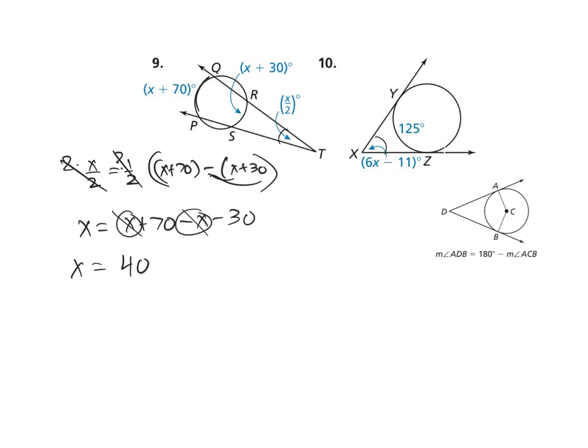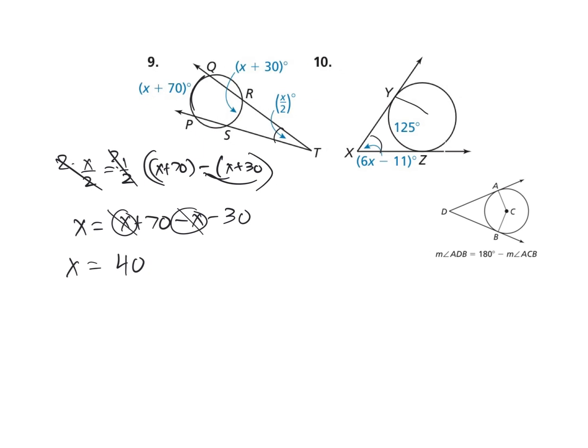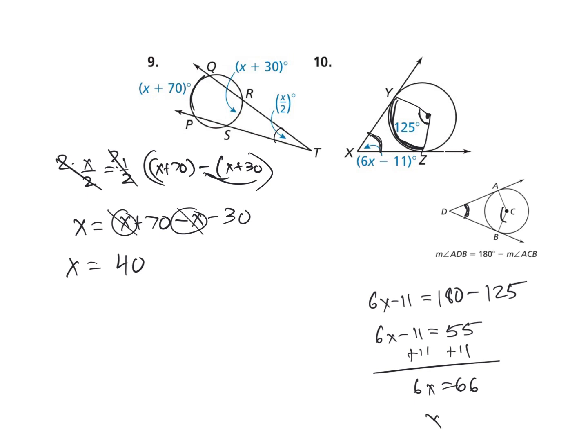Number 10. Now this is on the outside, remember. And there's the formula. Okay, so this angle right here, ADB, is 180 minus this angle. So we have ADB would be the 6x minus 11 equals 180 minus the inside angle, which is the same as this arc, 125. So 180 minus 125 is 55. So we have 6x minus 11 equals 55. Add 11. 6x equals 66. So x is 11.